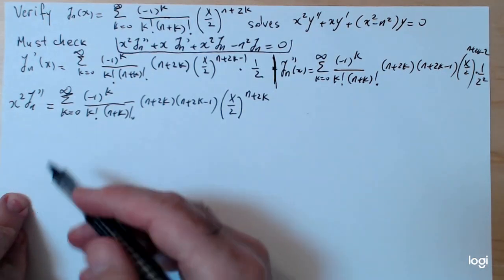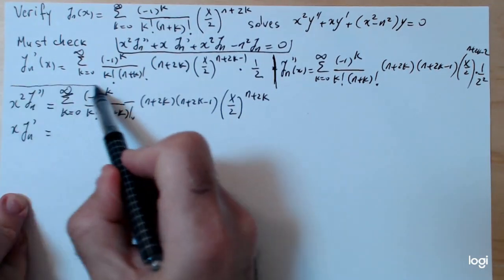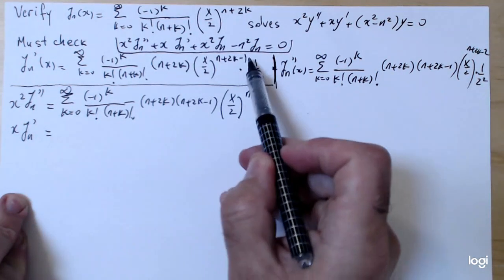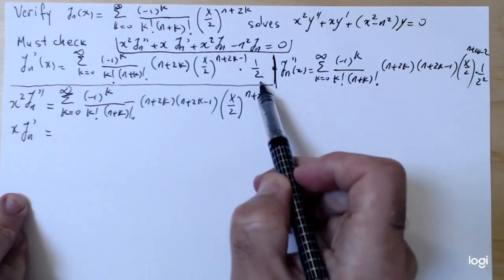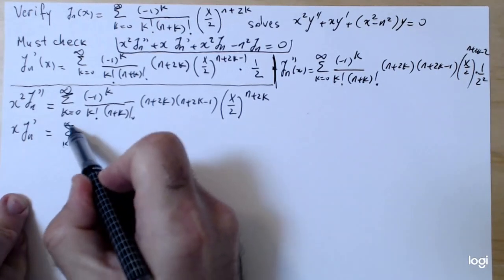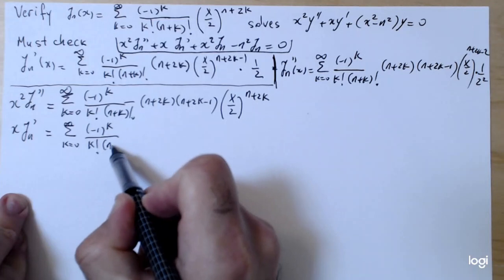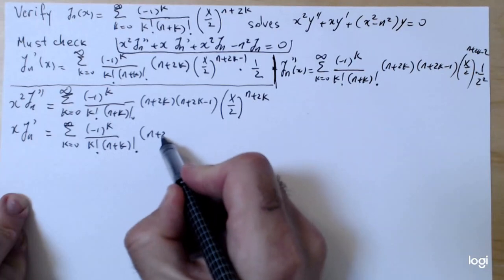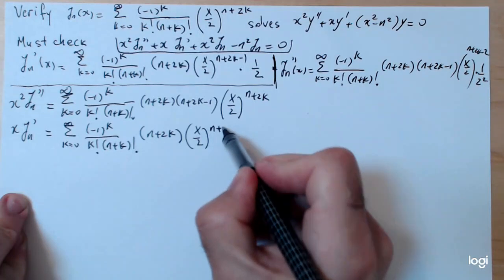Moving on, let's do x Jn prime. So Jn prime over here is going to be multiplied by x. And so anticipate already that this x to the negative 1 will cancel with the extra x. 2 to the negative 1 will cancel with the 2 over here. So x Jn prime will be minus 1 to the k over k factorial, n plus k factorial, n plus 2k, and then x over 2 to the power n plus 2k.